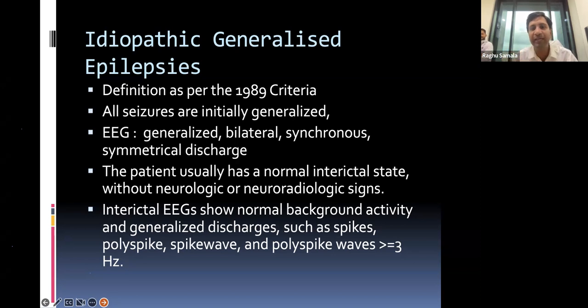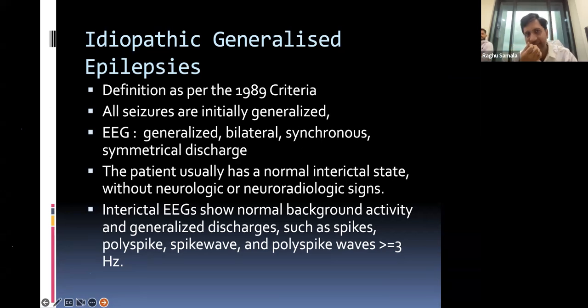Patients usually have a normal interictal state without neurological and neuroradiological signs. Interictal EEG shows normal background activity and generalized discharges such as spikes, polyspikes, spike and wave, or polyspike and wave discharges, at 3 Hz or more than 3 Hz.